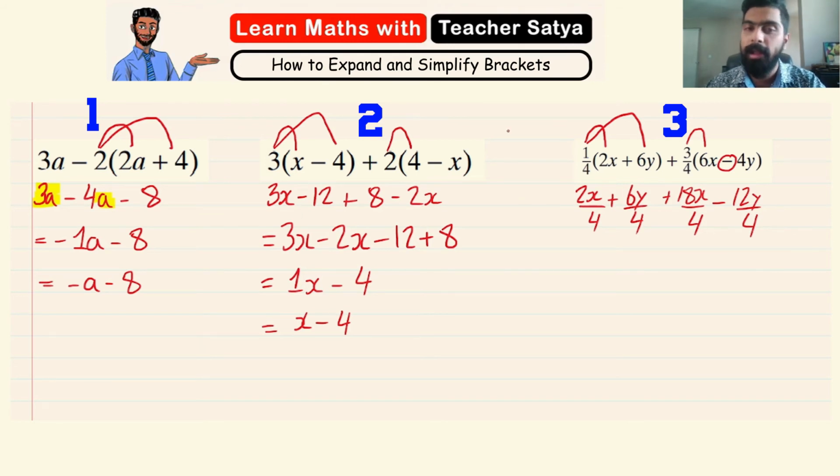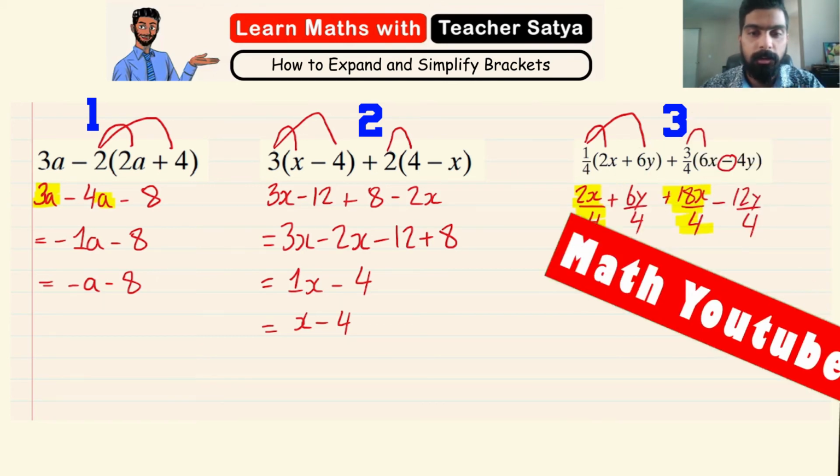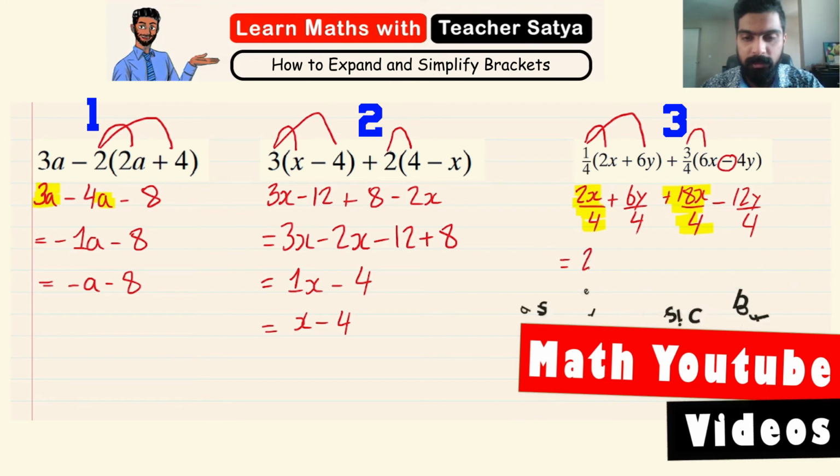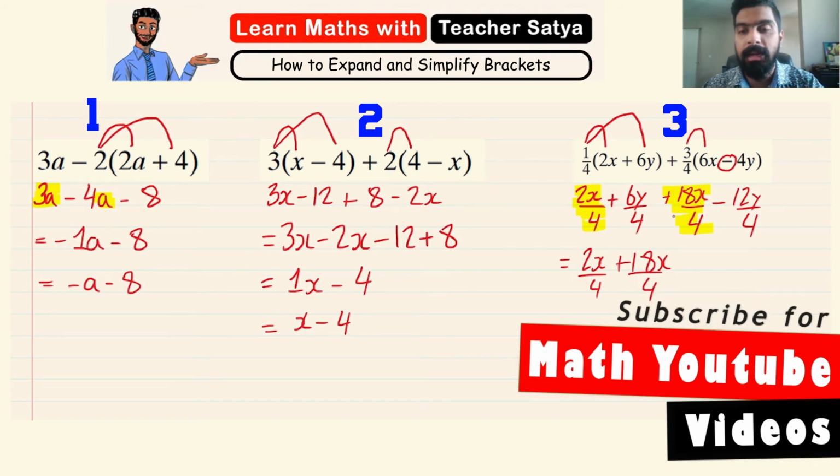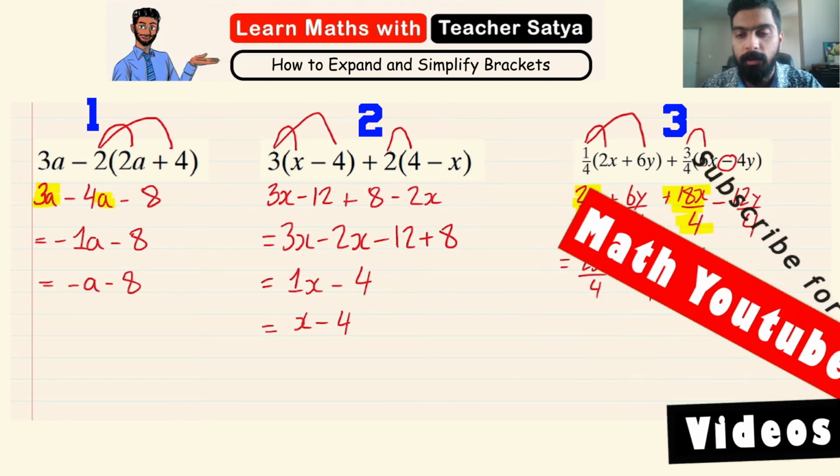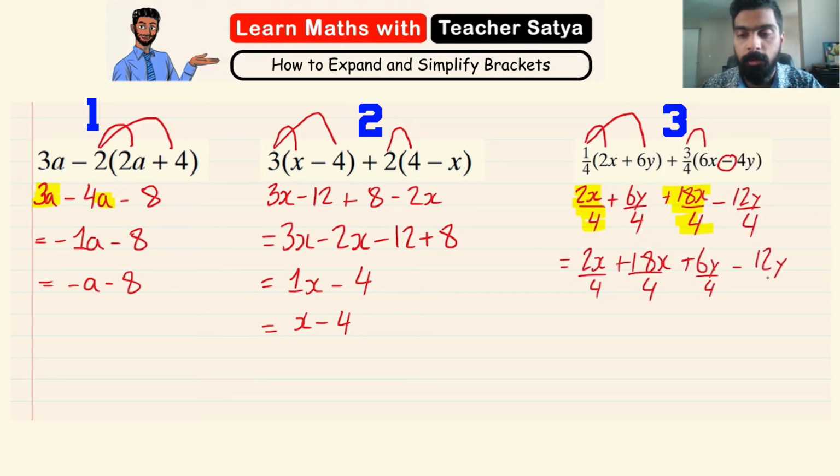Now let's regroup the terms so it makes it easier for us to add and subtract. First we are going to group x with x, so we group this with this. Let us write that down here. We would have 2x over 4 plus 18x over 4, and the remaining is for our y. We would have plus 6y over 4 minus 12y over 4.